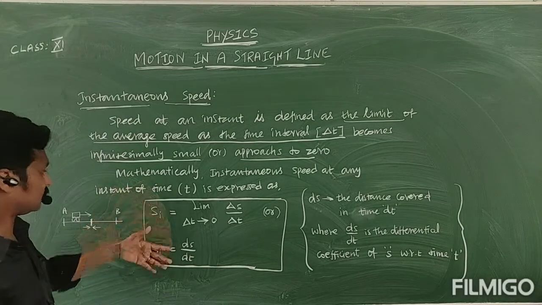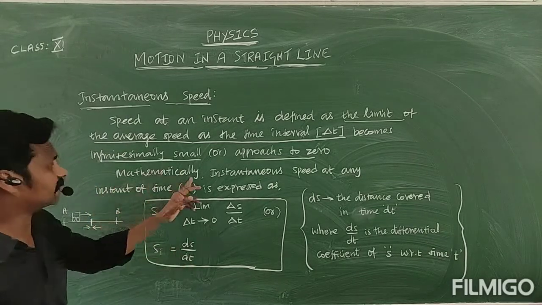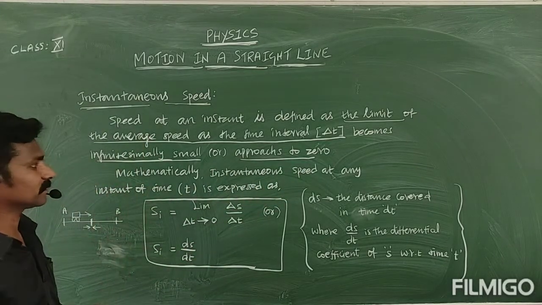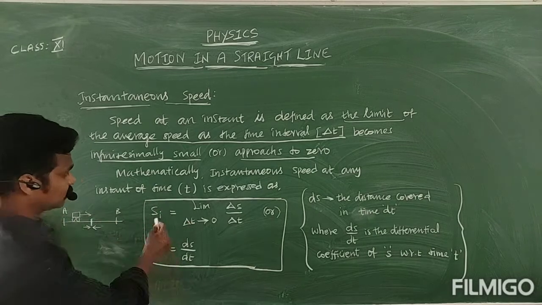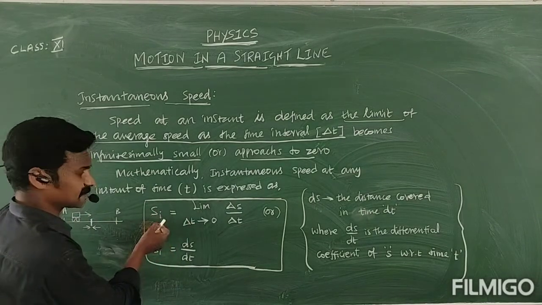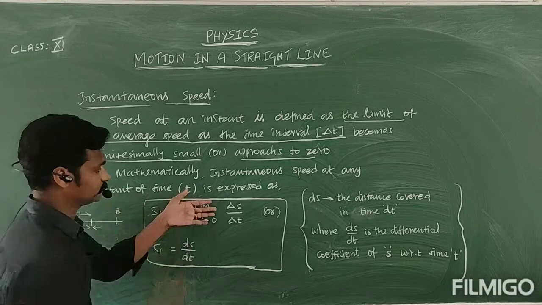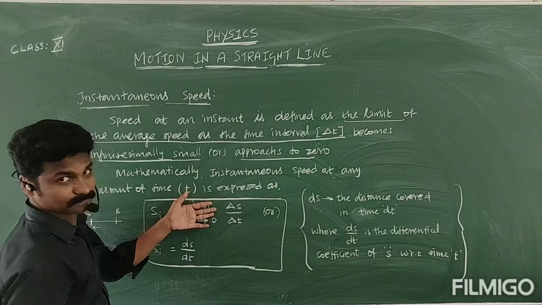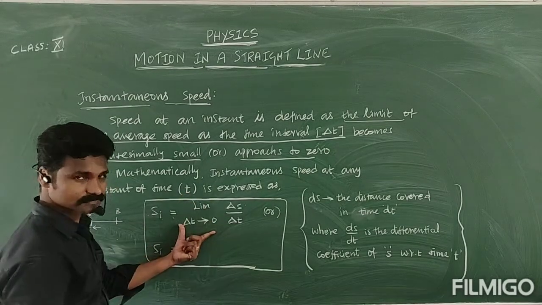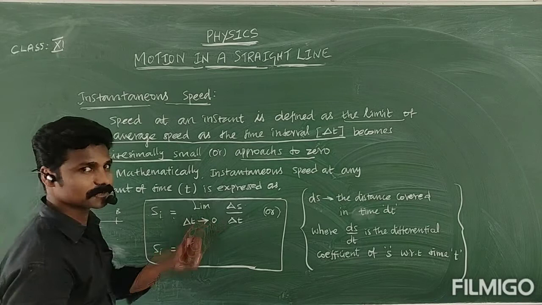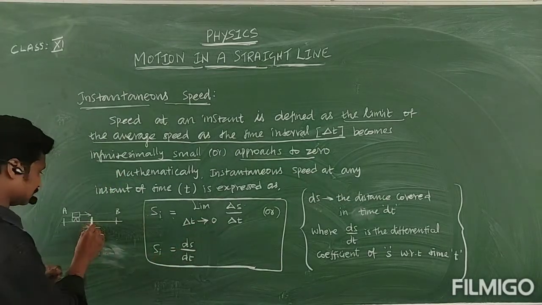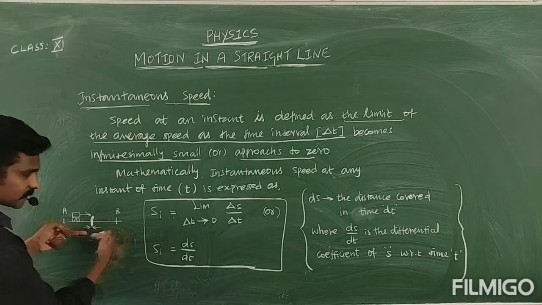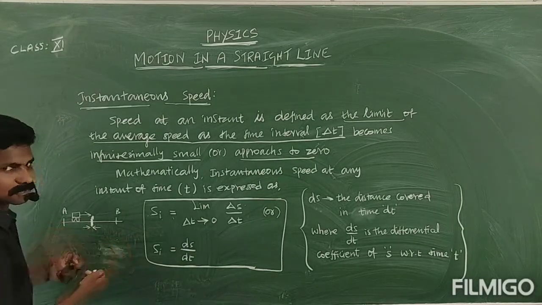The mathematical expression will be helpful to you. Mathematically, the instantaneous speed at any instant of time is expressed as SI, instantaneous speed, equal to the change in position divided by the change in time, where the time factor tends to 0. This is taken as delta t, but delta t is going to reduce, approaching 0.